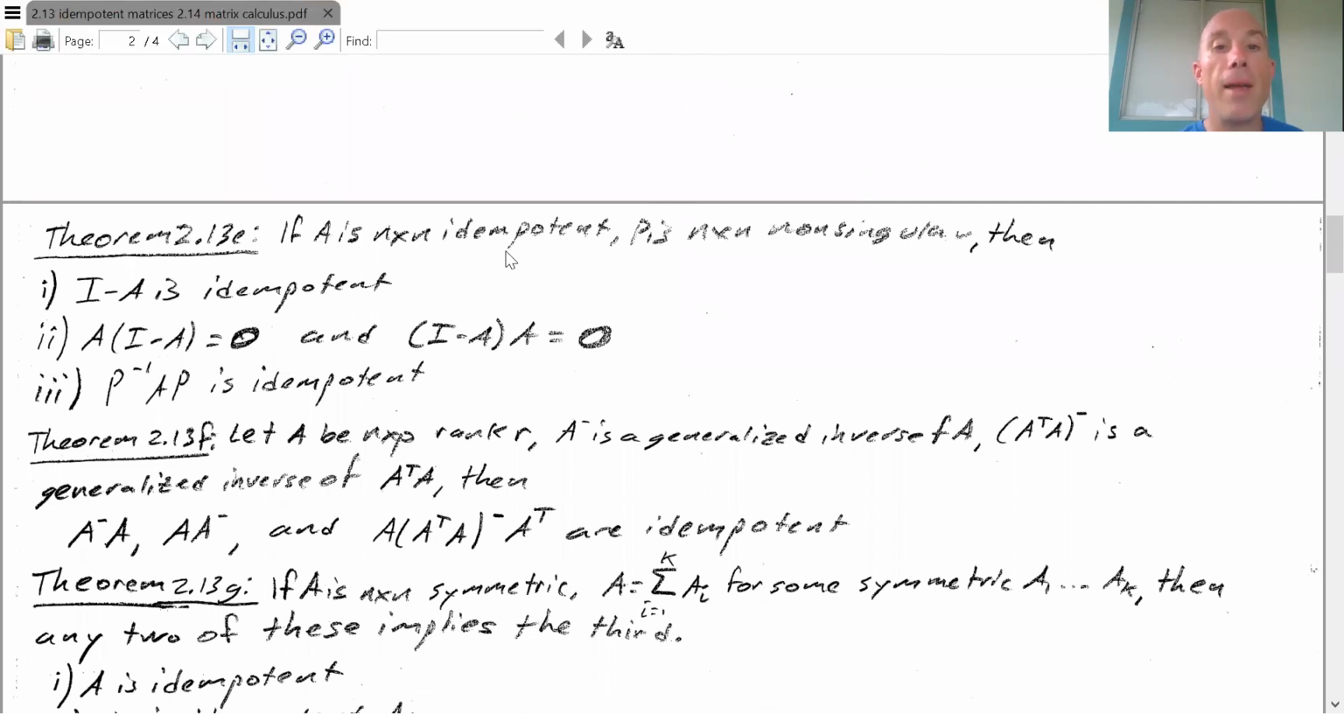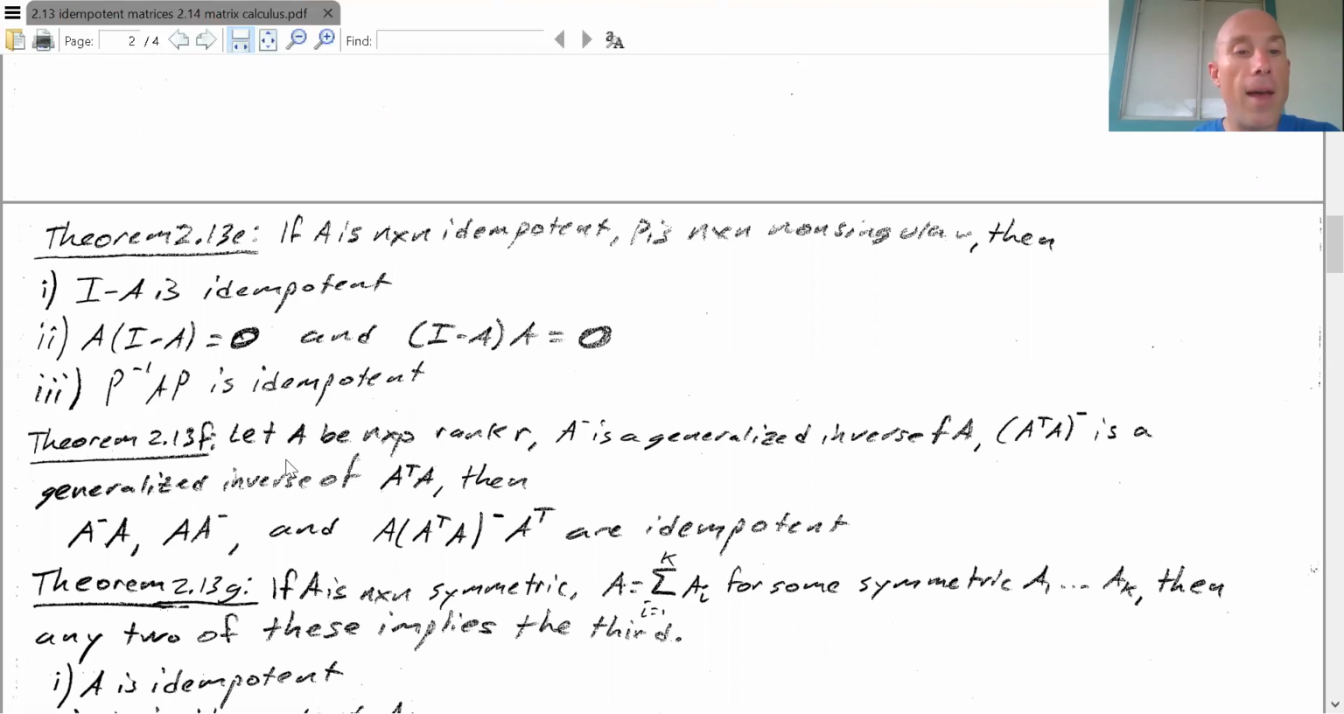If A is an n by n idempotent matrix and P is n by n non-singular, then a whole bunch of things happen. I minus A is also idempotent. A times I minus A is equal to 0, and I minus A times A is equal to 0. And one that's a little bit juicier: for any non-singular P, P inverse A P is also idempotent. Why do we care about this? If I have an idempotent matrix, I can conjugate it on each side and easily get another idempotent matrix to fit my needs.